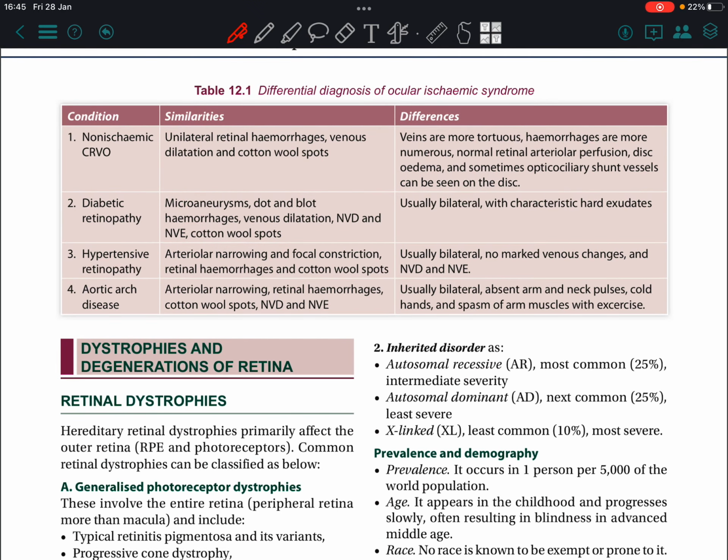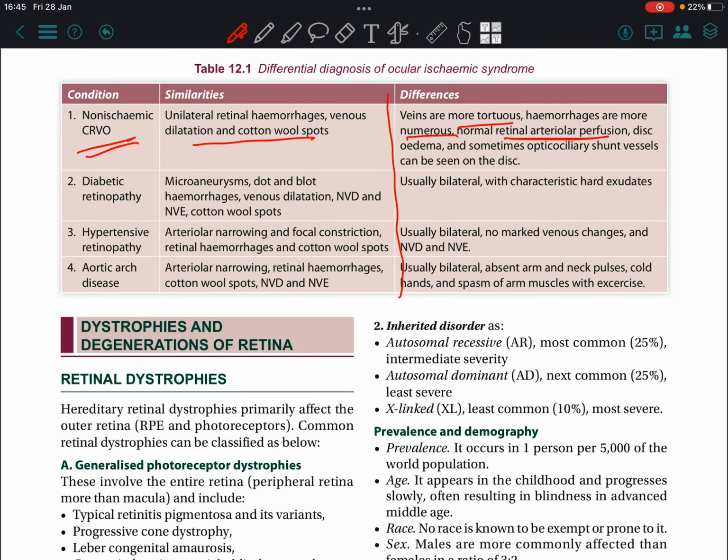Differential diagnosis of ocular ischemic syndrome. Similarities and differences: non-ischemic CRVO shows unilateral retinal hemorrhages, venous dilation, cotton wool spots. Veins are more tortuous, hemorrhages are more numerous. Normal retinal arterial perfusion, disc edema, sometimes opticociliary shunt vessel can be seen on the disc.